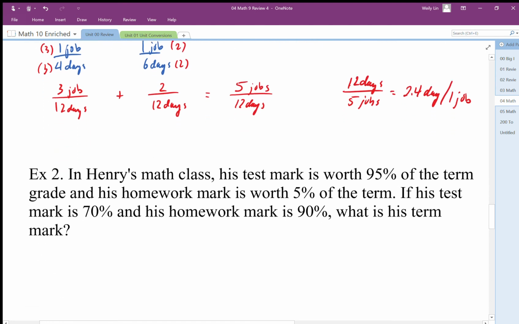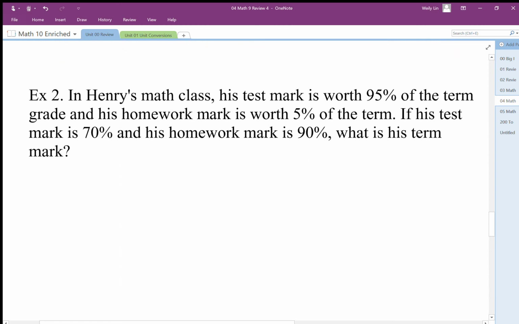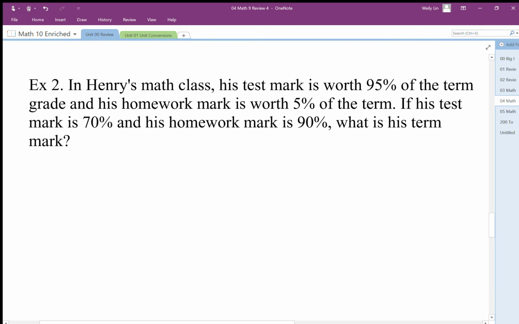Okay, so here is another problem. In Henry's math class, his test mark is worth 95% of the term, and his homework's worth 5%. His test mark is 70%. His homework mark is 90%. What's his term mark? Well, there are a few different ways we can look at this. If we take a look at his 100% mark, so that's the total mark, 100% total.